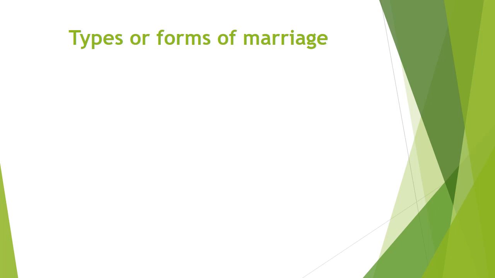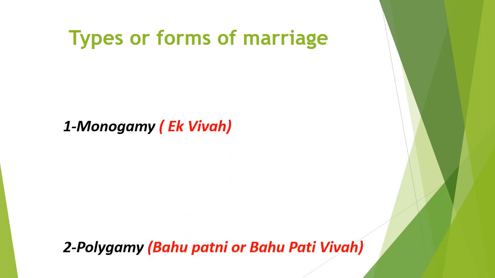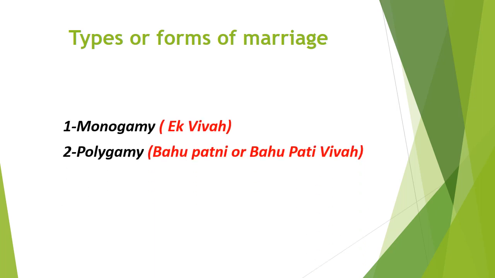Types of marriage. The two major forms which are prevalent are monogamy and polygamy. Monogamy, in Hindi, is called Ek Vivah. Polygamy is Bahupatni or Bahupati Vivah. Let us understand what monogamy is. As per the Hindu Marriage Act, Ek Vivah is the only form permitted. Let us understand monogamy in the world.